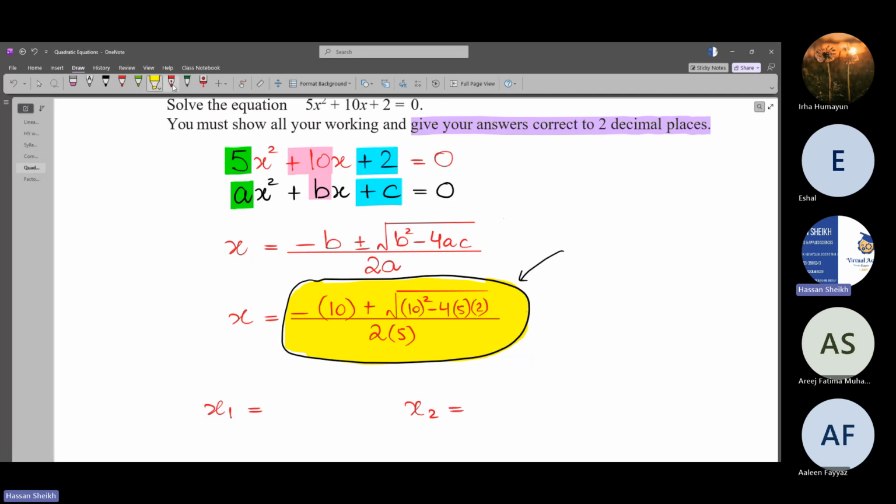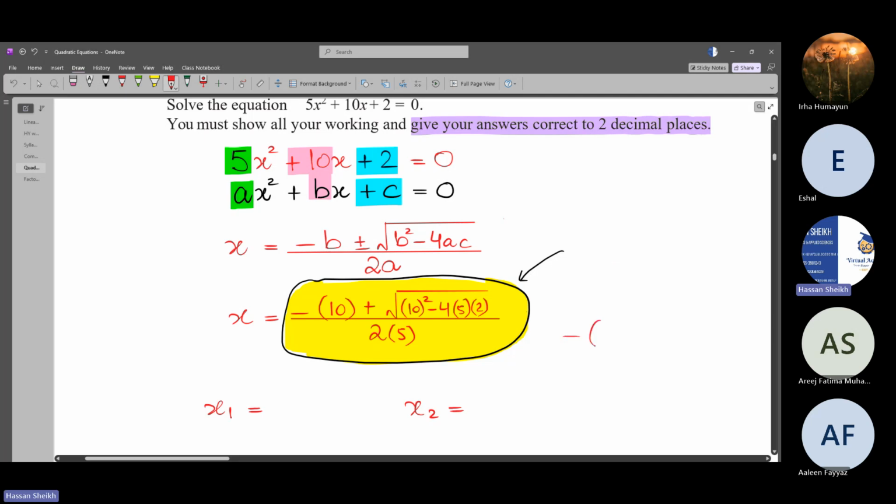Irha, what have you got? Sir, minus 0.225403333. Yeah, that's correct. Are you getting minus 0.2254? Use brackets. And if you do not have a fraction button in your calculator, just first solve the numerator and then divide it by 10.